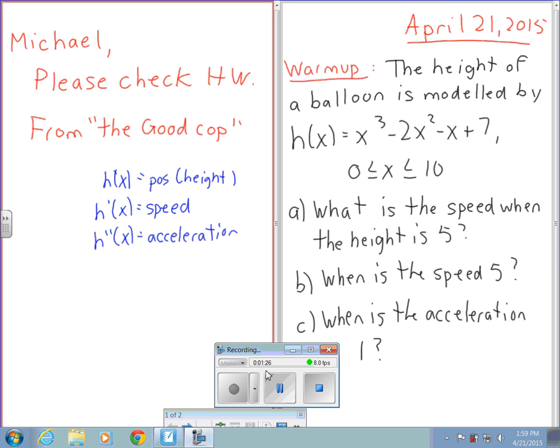Maybe before I get started here, I'll start with A. It says, what is the speed when the height is 5? What do I have to do with that? Yeah, 5 equals that and solve that cubic, okay?